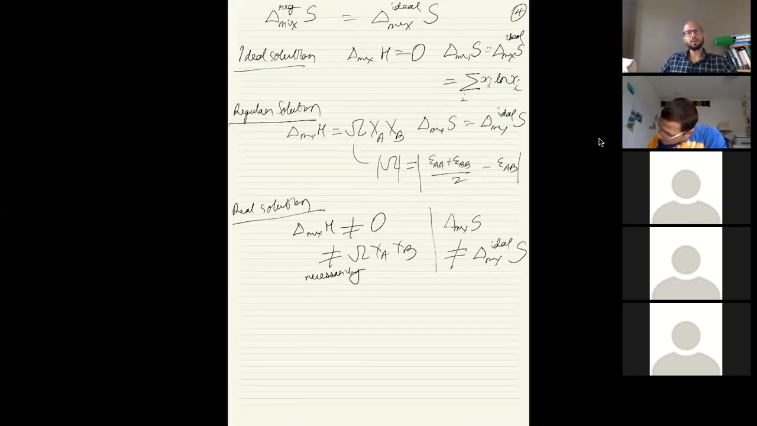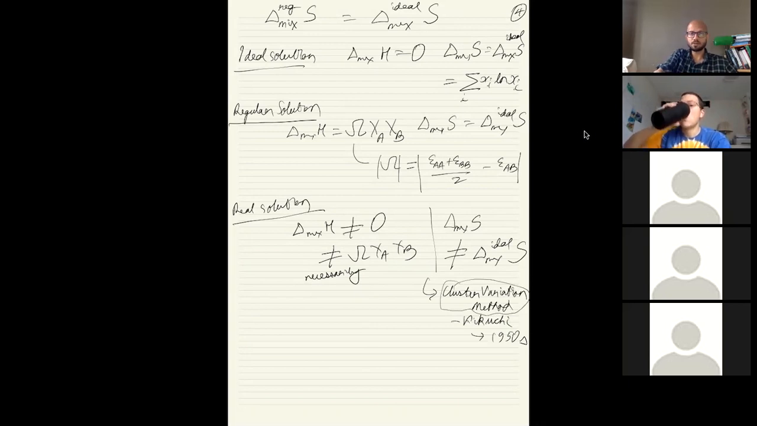The answer is no. It becomes super, super complicated to calculate the entropy if you go beyond the ideal solution model. There are methods to do it. One of them is called the cluster variation method. It was pioneered by someone named Kikuchi in the 1950s. And this is one of the things I find fascinating about old school thermodynamics: how it shows up in modern artificial intelligence. These types of ideas are very much at the heart of AI models, but that's another story.